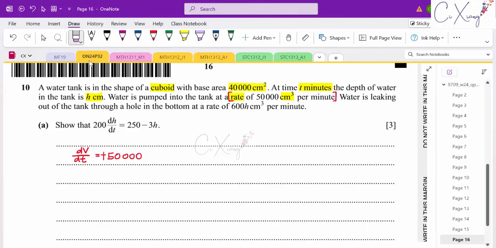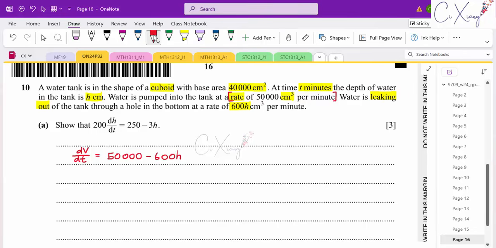okay? Because the water pumps in, therefore it is a positive increasing volume, so we have a positive value. Then after that, they said the water is leaking out of the tank through a hole at the bottom at the rate of 600h per minute. So now, although we pump in the water, at the same time, the water also leaks out. So when the water leaks out, the volume is decreasing, right? So decreasing means that you have to minus 600h per minute.